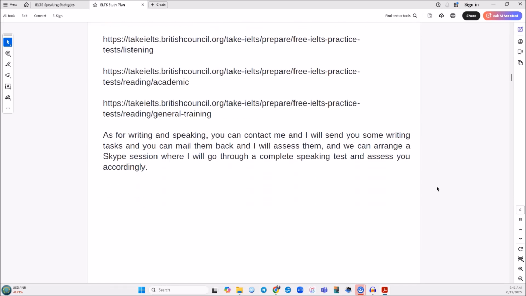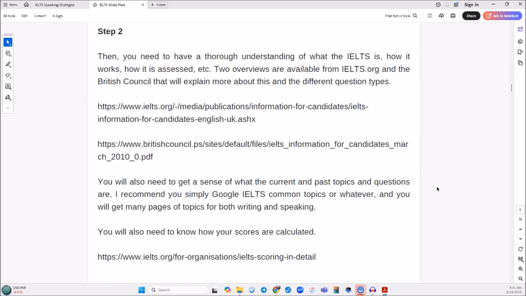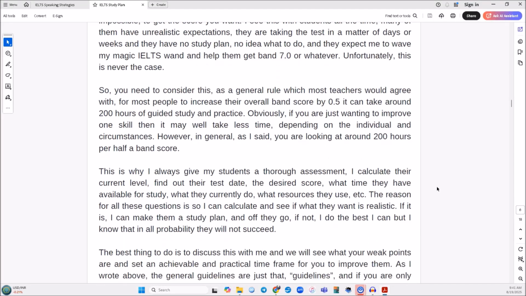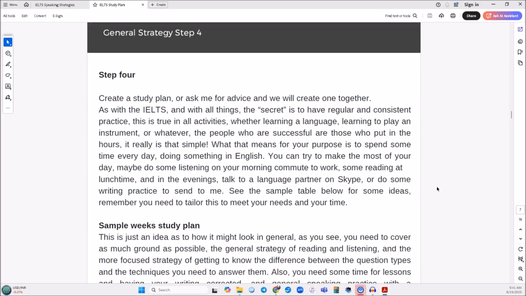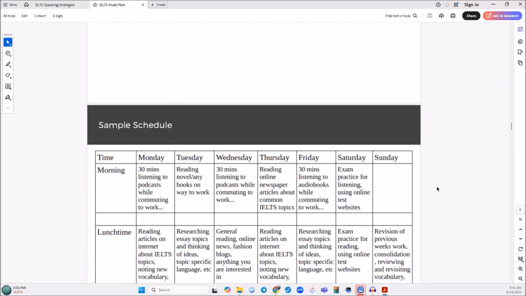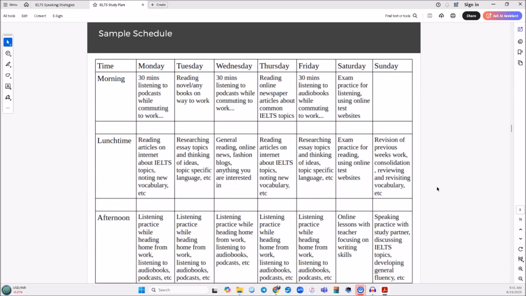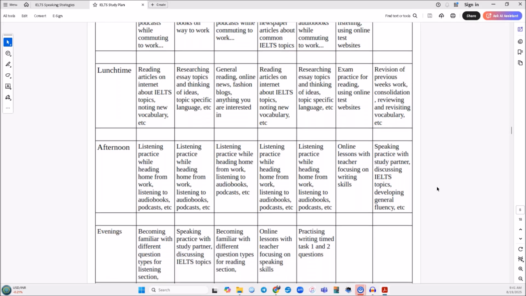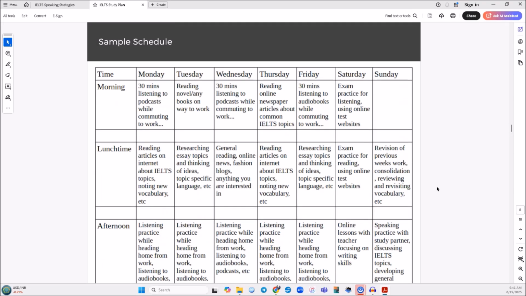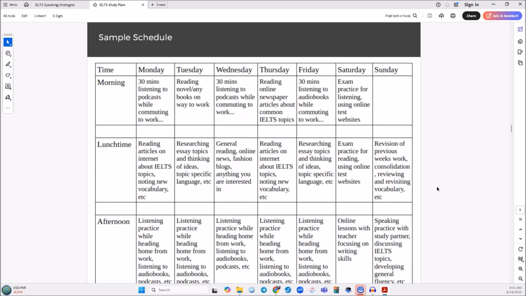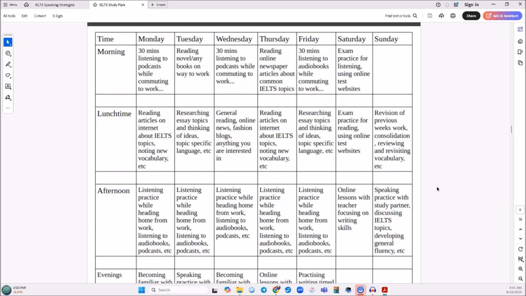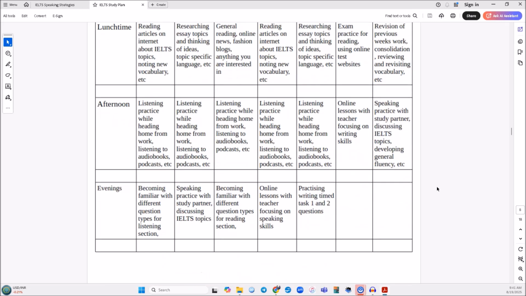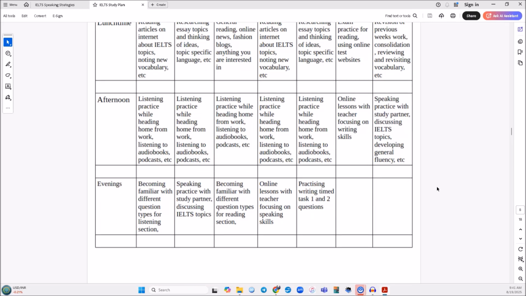So this goes through all the different links, how to get started, general strategies, and what to do. On page 8, I've written a sample schedule for the IELTS learner: Monday, Tuesday, Wednesday, Thursday, Friday, Saturday and Sunday, with what to do in the morning, in the afternoon and in the evenings as well. So that's pretty good, take a look at that.